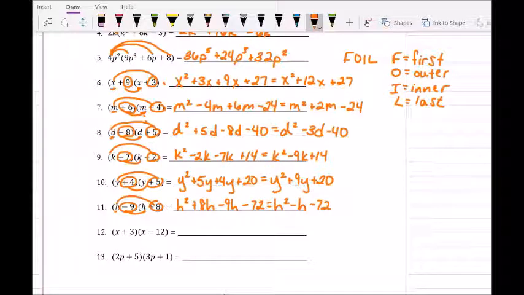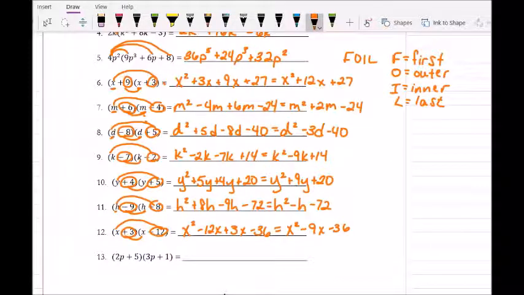Number 12, first, x times x is x squared. Outer is negative 12x. Inner is positive 3x. And last, positive 3 times negative 12 is negative 36. And then combining, x squared, negative 12 plus 3. Remember, subtract, take the sign of the higher, so negative x, minus 36.